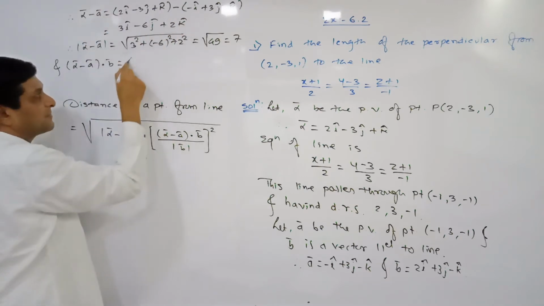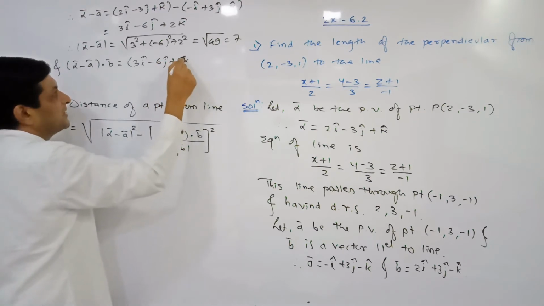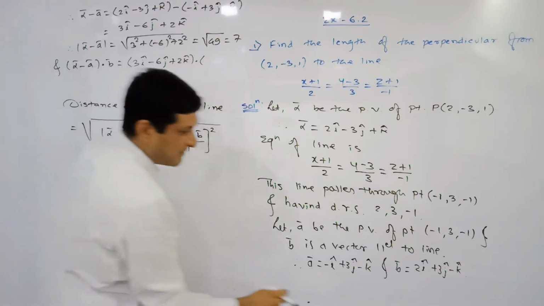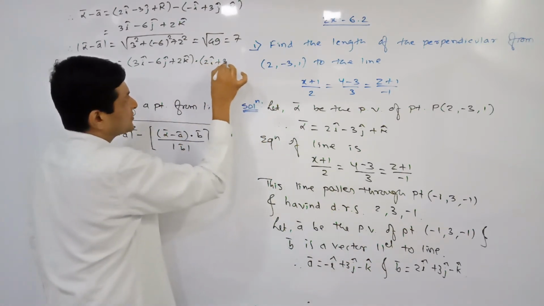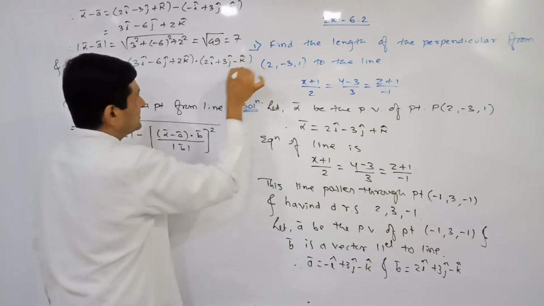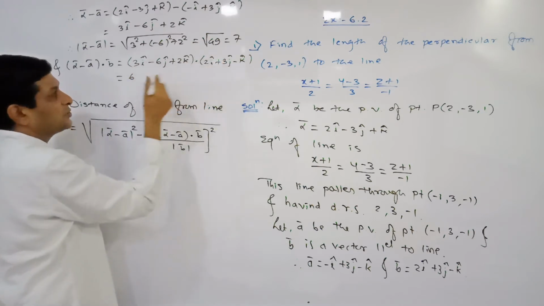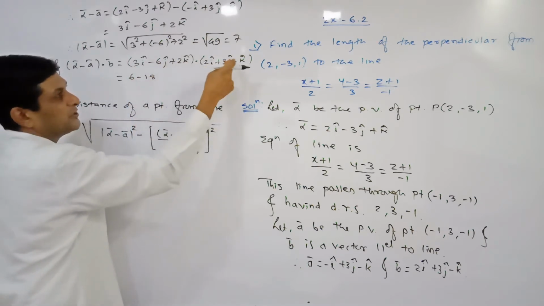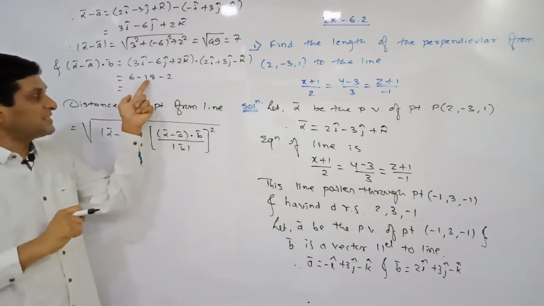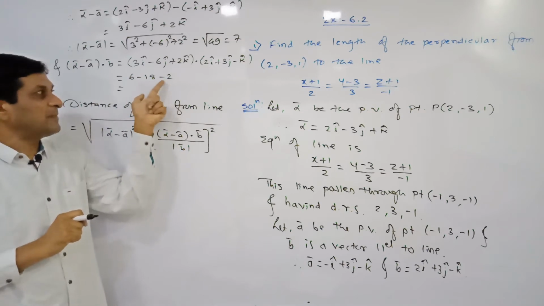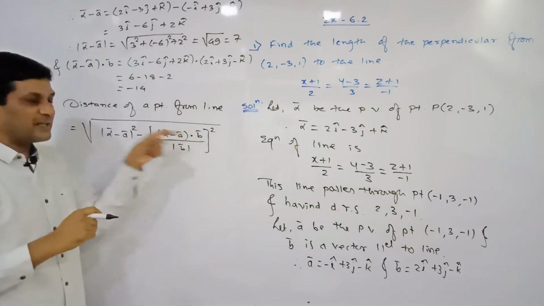Substitute the value of alpha bar minus a bar, that is 3i cap minus 6j cap plus 2k cap, dot b bar. What is the value of b bar here? 2i cap plus 3j cap minus k cap. So this is equal to 3 twos are 6, minus 6 into 3 is minus 18, and 2 into minus 1 is minus 2. So let us simplify it. 6 minus 18 is minus 12, minus 12 minus 2 is minus 14. So the value of this numerator is known to us.